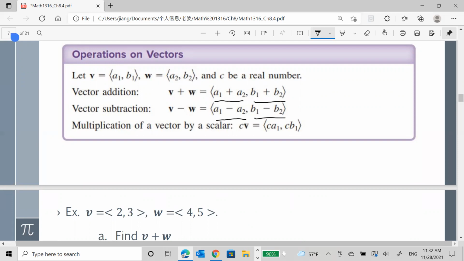Multiplication of a vector by a scalar. So c is a scalar, c times v. That means just distribute the c. This one skips one step: c times the vector a1, b1 means I can distribute the c to the a1 and b1. So we get this one.